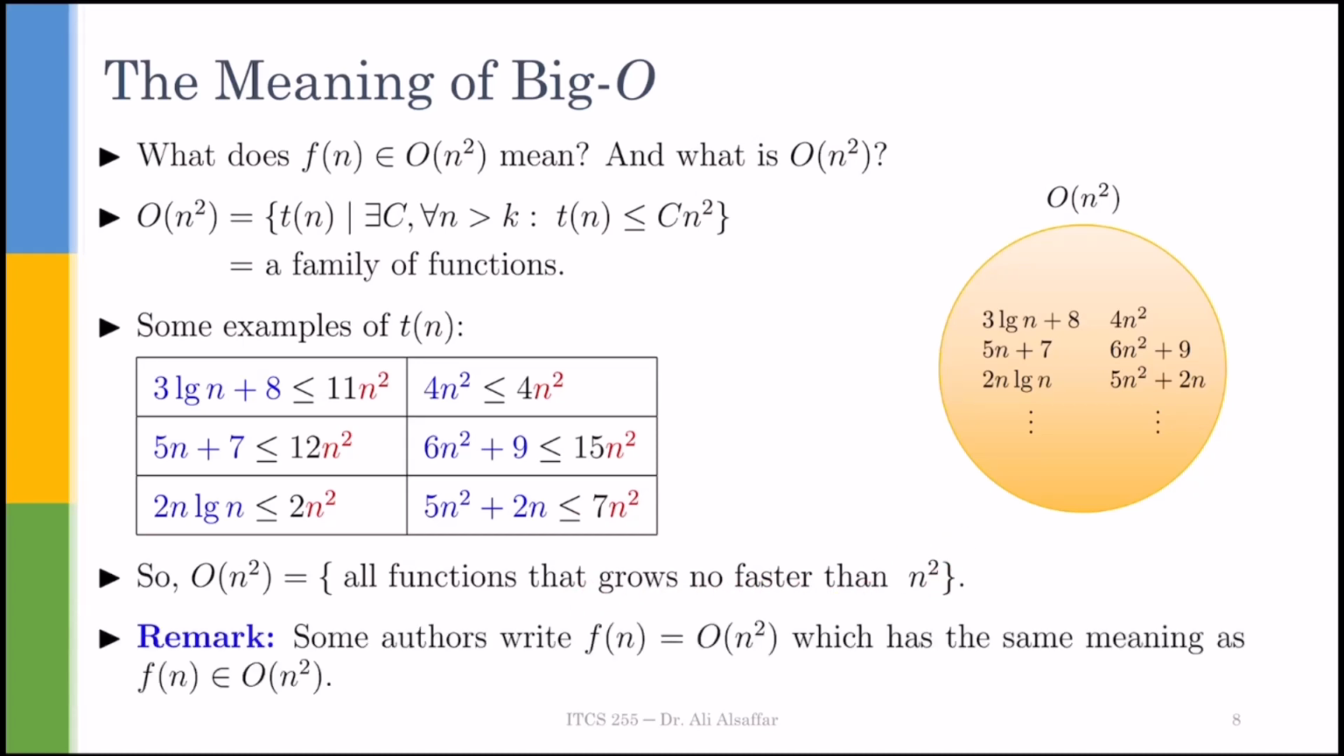Some authors of textbooks don't use the symbol belongs to, they use the symbol equal. Although conceptually this is not correct, because f of n generates numbers and O of n squared is a set. So a number equal to a set conceptually is not the same. But equal here is just used as a symbol. So in those textbooks, if you see f of n equal to O of n squared, it means that f of n belongs to O of n squared.